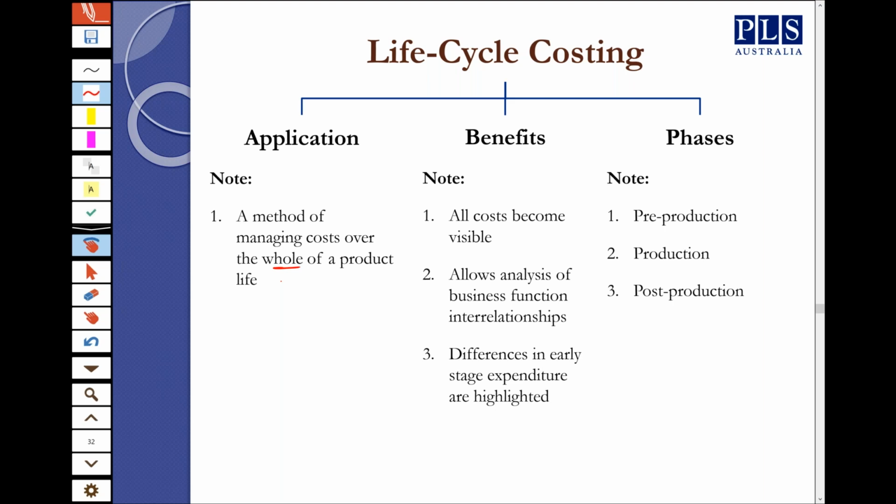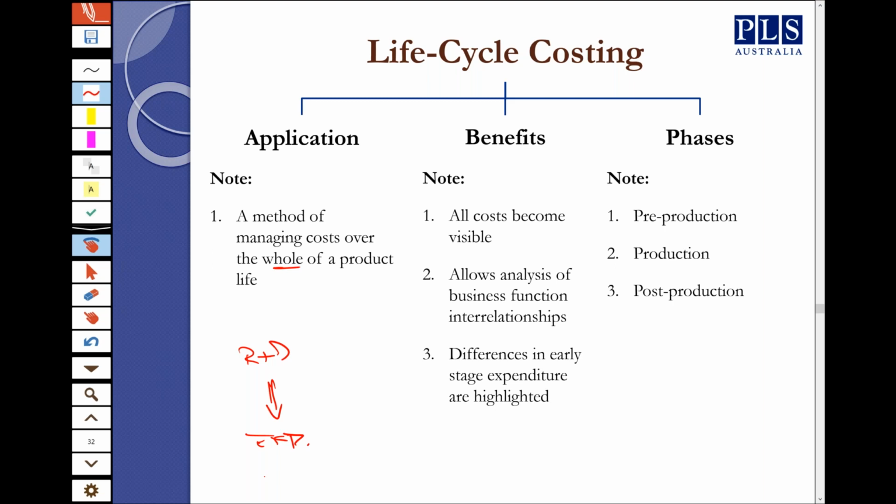Now, what you'll find is that with respect to life cycle costing, it is argued that the benefits include that all costs become visible. It allows analysis of business functions into relationships with things such as research and development. It allows differences in early stage expenditure to be highlighted. Because this is very much about the fact that if you think about research and development, it is generally in the first instance expensed and therefore not taken into account once you're actually looking to sell a product.